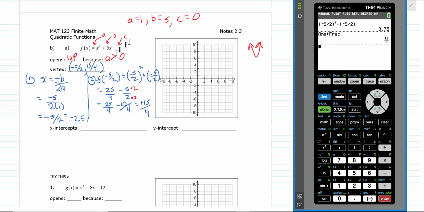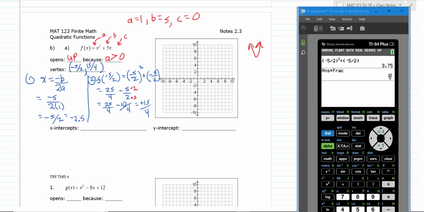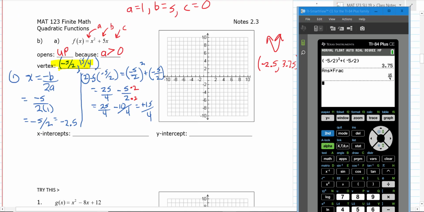So what you end up getting is this is your vertex. And again, that vertex could be written as negative 2.5, comma 3.75. And that could help you to graph that then. So I'm going to estimate where it is. I'm going to go left 2.5 and then up about 3.75. Just estimate it, and that'll be good enough. And the parabola is going to open upwards.